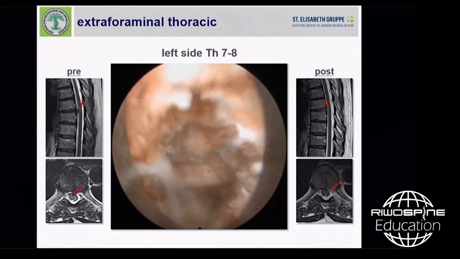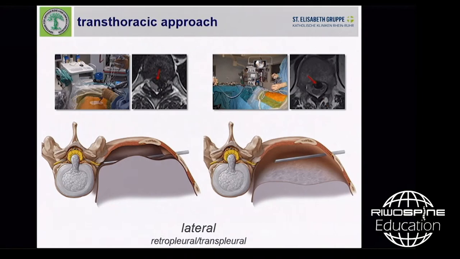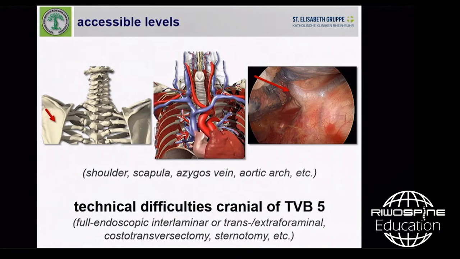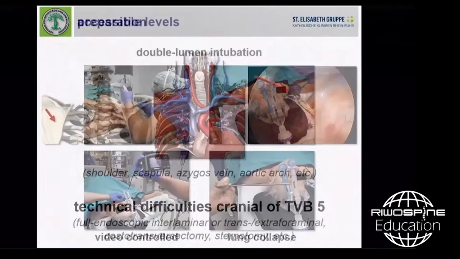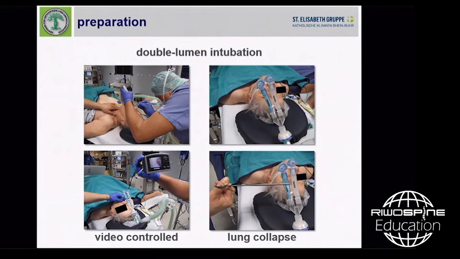So what is with the transthoracic approach? It's a lateral approach. We try to do it mainly retropleural. There are problems at the thoracic spine, and the transthoracic approach is difficult cranial of the vertebral body 5 due to the azygos vein, especially on the right side. On the left side, you have the arc of the aorta, and so yeah. So the preparation is like in open surgery, transthoracic surgery, with double lumen intubation.